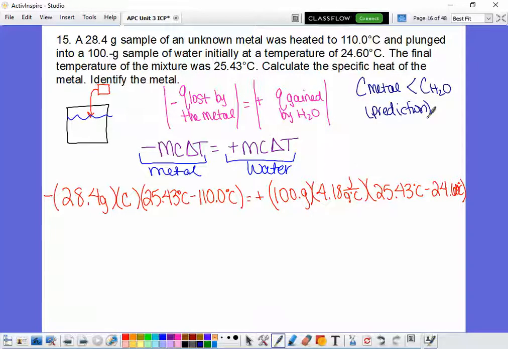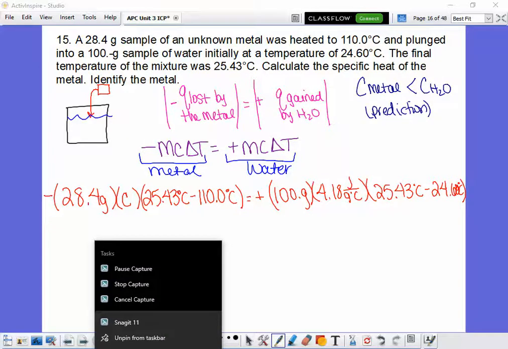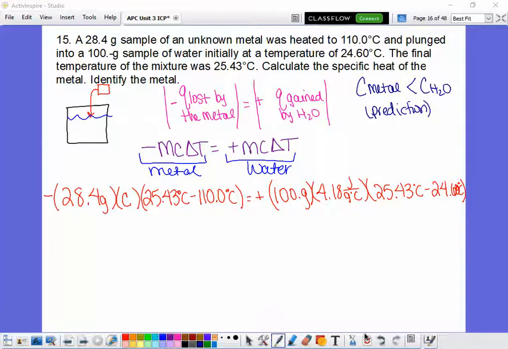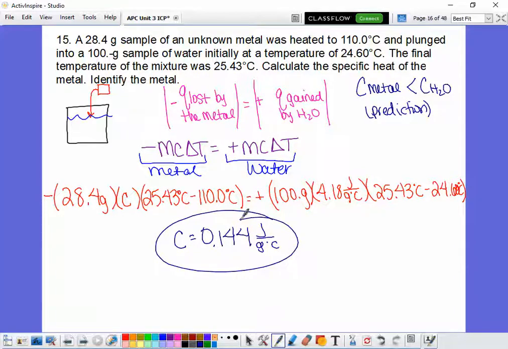So take a few minutes to go through all that algebra because it is quite a lot. I'm going to pause it while you guys do that. All right. So when you do all the algebra, you should get 0.144 joules per gram degree Celsius.